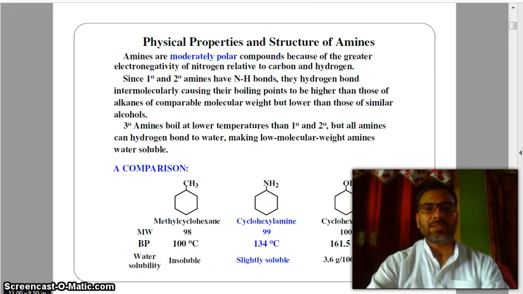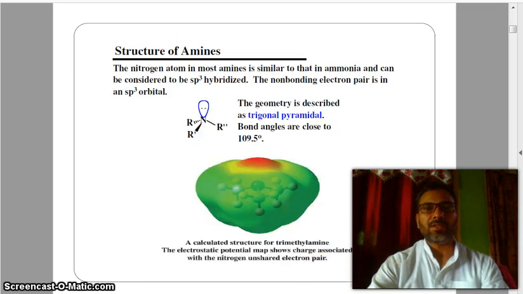So for comparison, you see, this is the alkane methylcyclohexane, and this is cyclohexylamine, and this is cyclohexanol. If you compare molecular weight, it is almost the same. Boiling point, you see, huge differences. Amine is less than alcohol. Water solubility is insoluble, slightly soluble, and 3.6 gram per 100 milliliters.